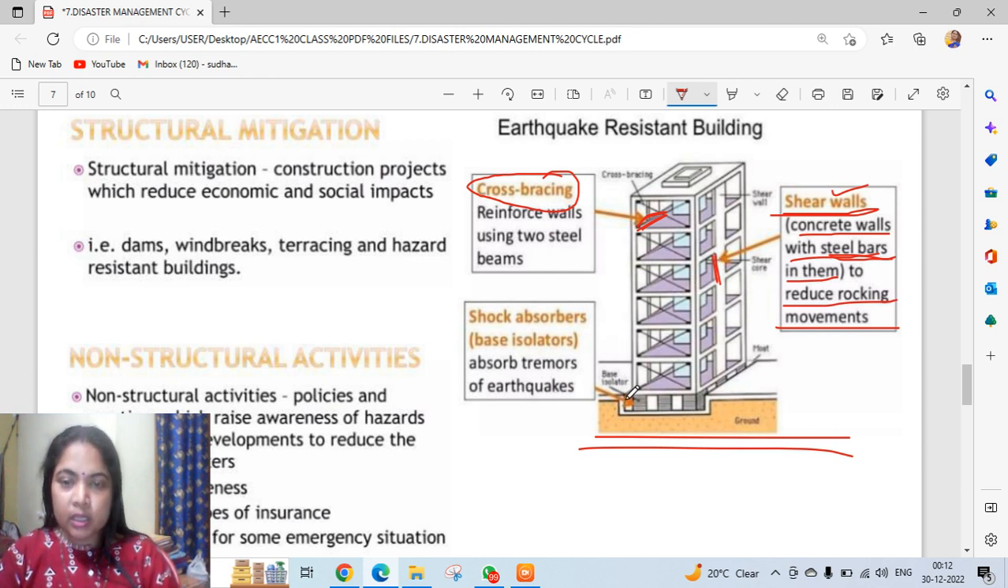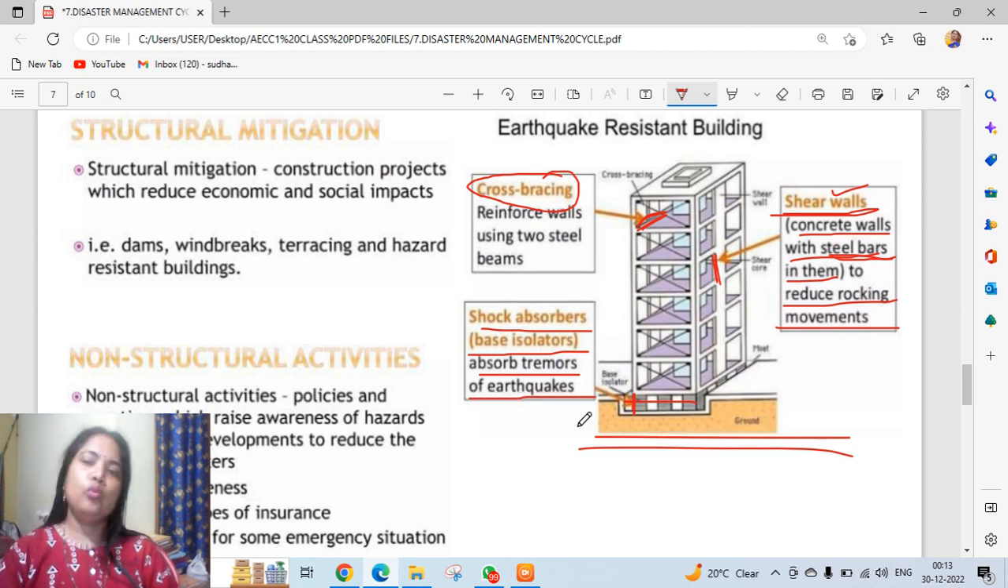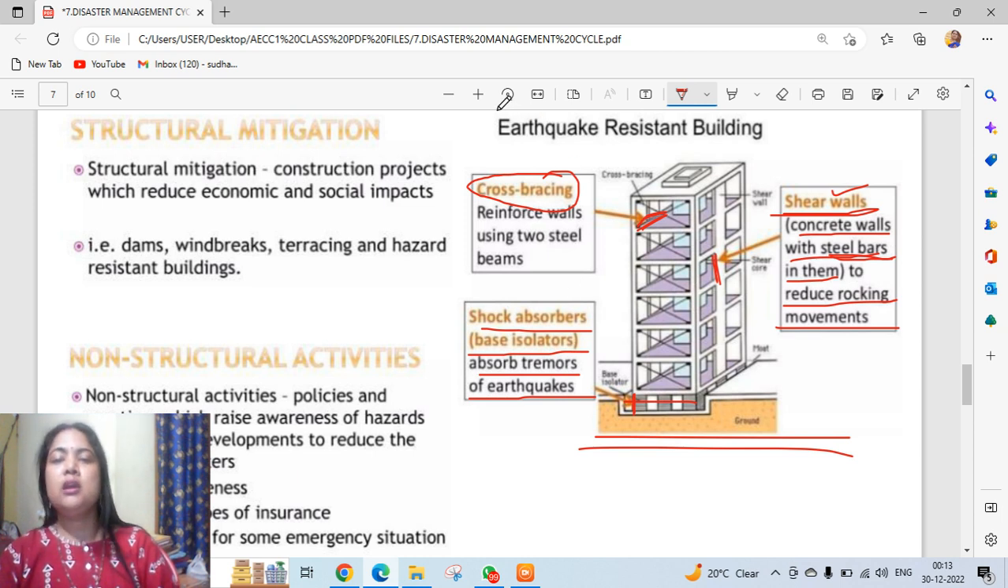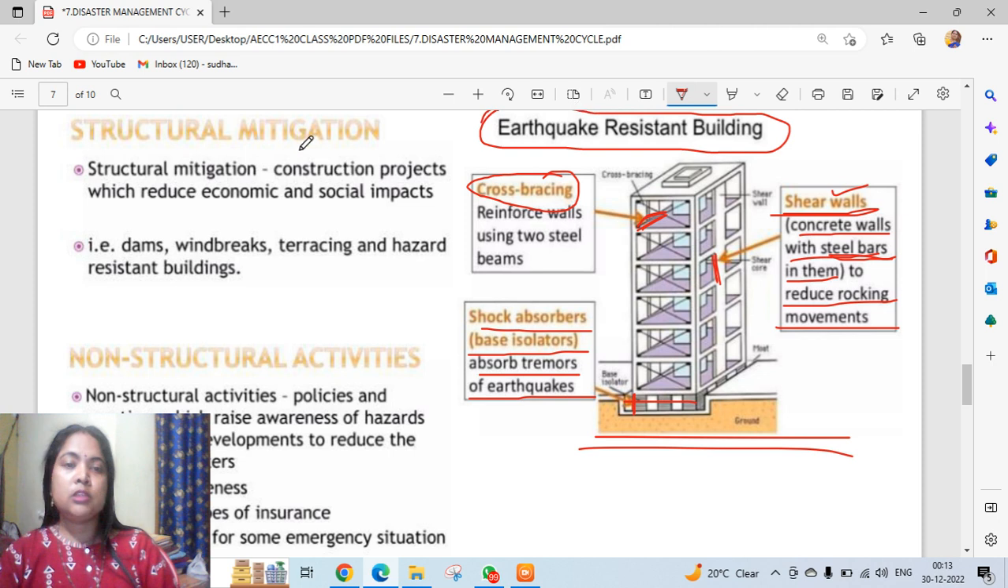Okay, then here in the base part, here you mark that there are some shock absorbers, means base isolators. It is used in the base of the building. That means it will absorb tremors of earthquakes. Shaking will be low. Okay, this is one earthquake resistant building. So this is coming under your structural mitigation, means mitigation through improving the building structures.